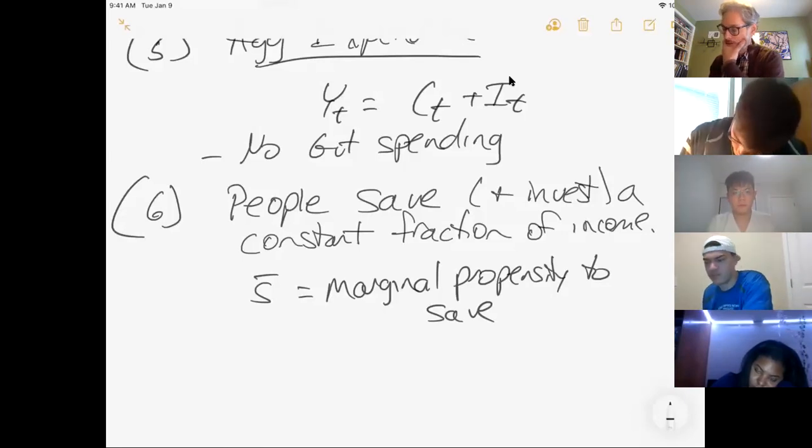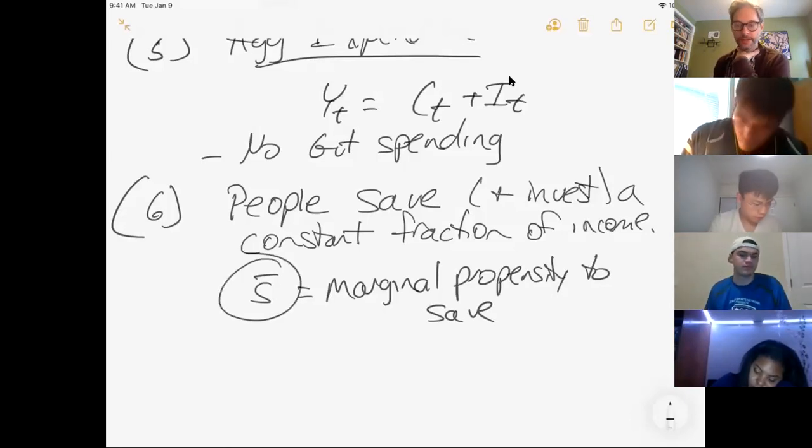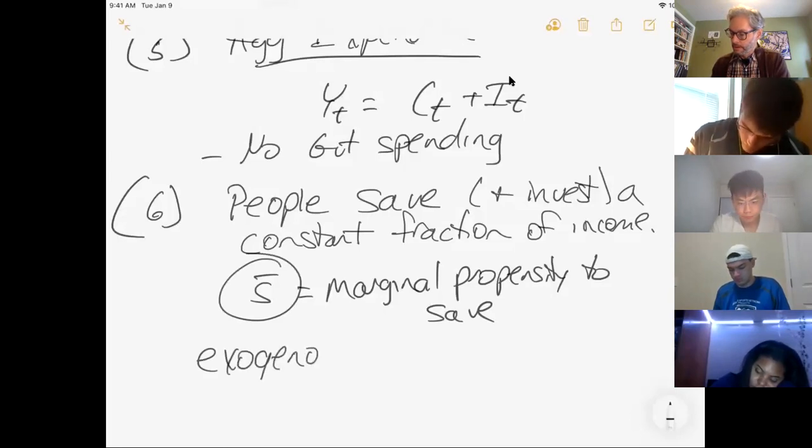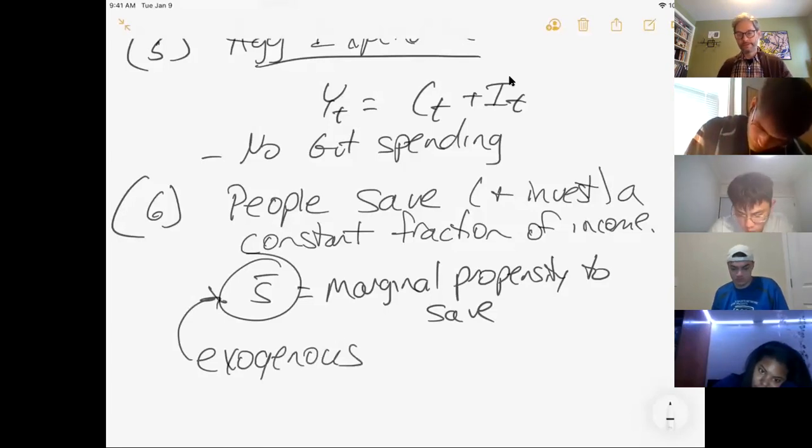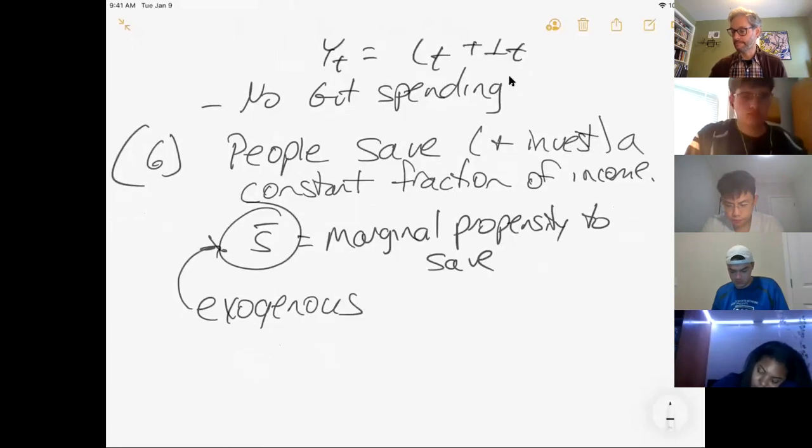Let me note here some notation that your book uses. Whenever a bar is placed over a variable, we're trying to say very clearly that variable is exogenous, meaning it's determined outside of the model. So we're not saying what determines the marginal propensity to save. We're just saying there is a marginal propensity to save, right? People save a constant fraction of their income.